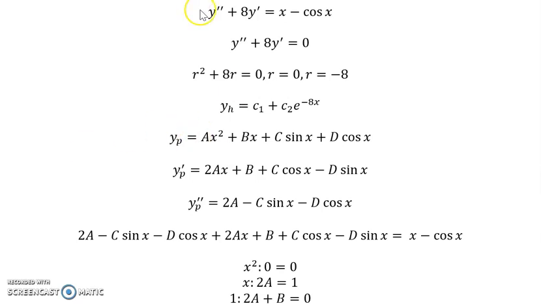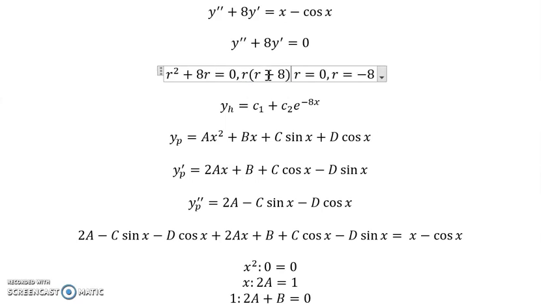So we're going to look at our differential equation. We've got y double prime plus 8y prime is equal to x minus cosine x. So this is our forcing function, and we're going to solve the homogeneous problem first. Double prime becomes r squared, prime becomes r, and so r squared plus 8r. If we factor this, we get r times r plus 8 equals 0. And that's why we get r equals 0 and r equals negative 8 as solutions to our differential equation.